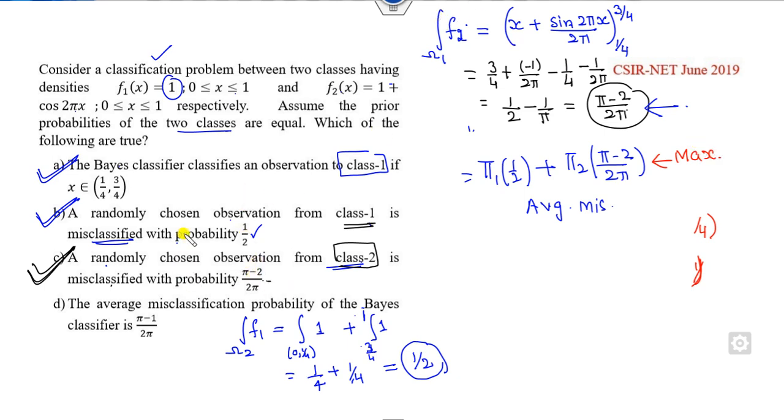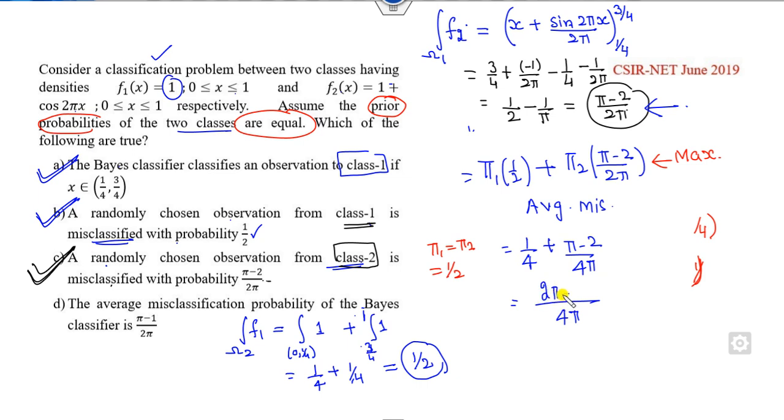Now what are pi 1 and pi 2? Pi 1 and pi 2 are the prior probabilities, and they are equal. What is the meaning of that? When pi 1 and pi 2 are the same, it means they are half. So if you substitute here, it is 1 by 4, it is pi minus 2 over 4 pi. So I can take 4 pi as the LCM. It is pi plus pi is 2 pi minus 2, so pi minus 1 over 2 pi is the right answer. You can see here, all 4 are the correct options for this example.